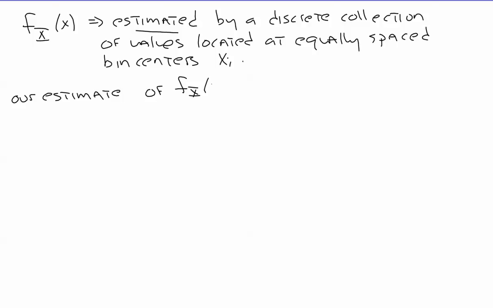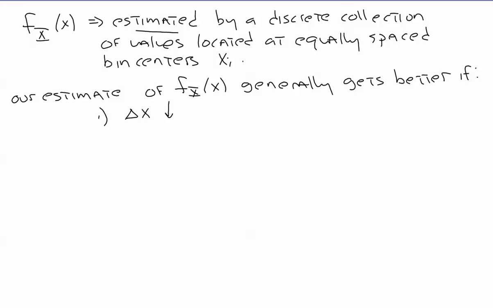My estimate of the probability density function generally gets better if my bin width decreases. If we use smaller bins, we'll get finer sampling across my probability density function. It generally gets better if we have a larger number of bins. And the more data points, the more values of my random variable x that we have to play with, the better our estimations get. All right?